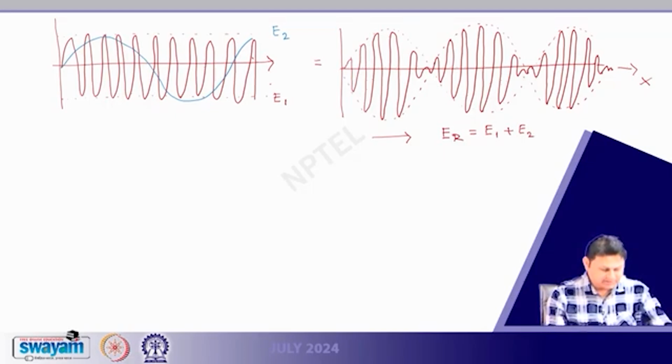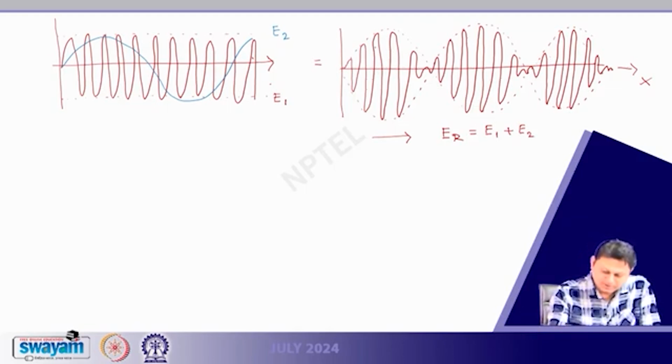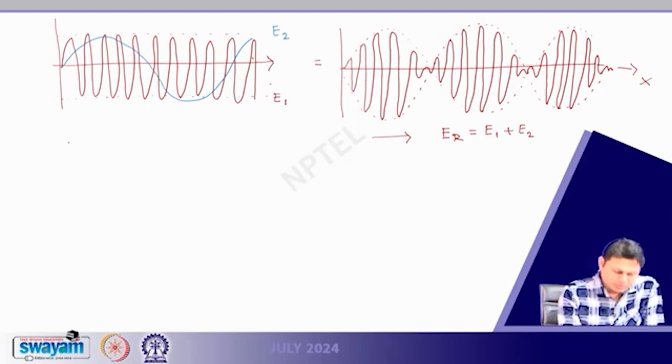Now, the point is, what should be the velocity of this envelope that is moving, and what should be the velocity of this carrier that is moving. Already it is mentioned that the carrier wave will travel with the velocity. So, let me write here.